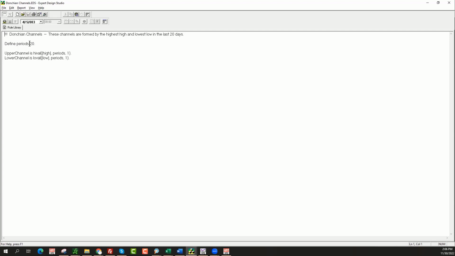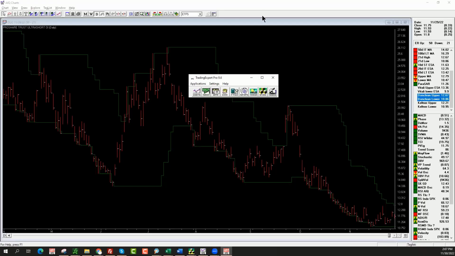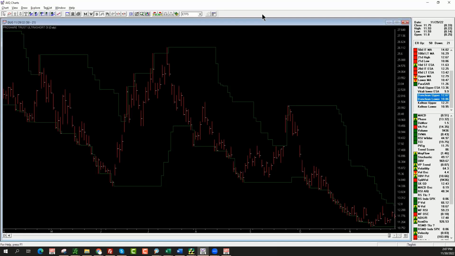If you wanted to use a different number of periods, all you would have to do is come in here and change this and then save it. If you do that, that'll change how this indicator will look on a price chart. So to actually apply this to a price chart, I don't leave the EDS file open. In fact, I'm just going to minimize it to make it easier on myself here.